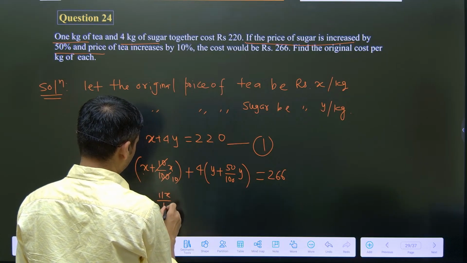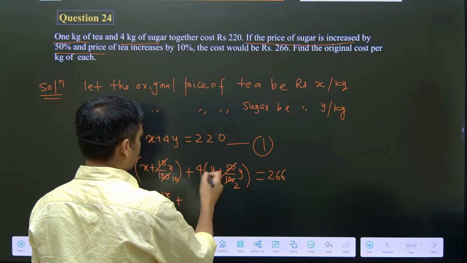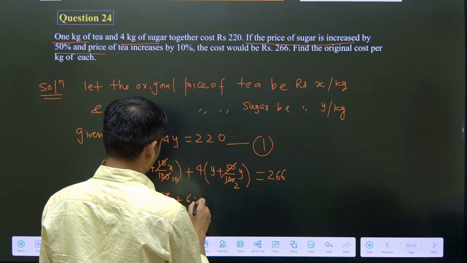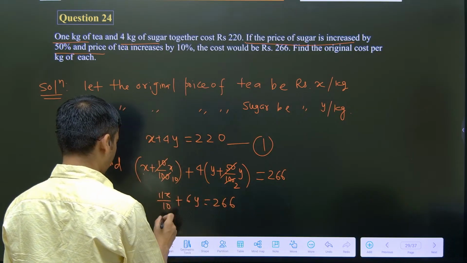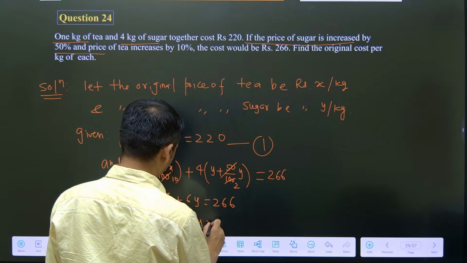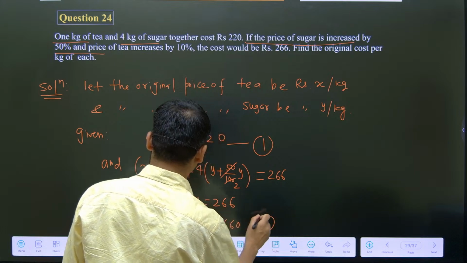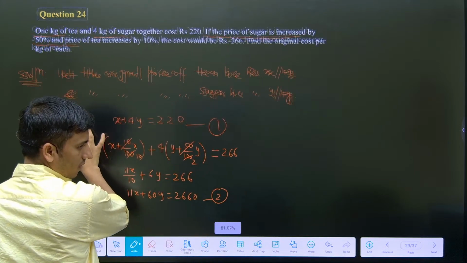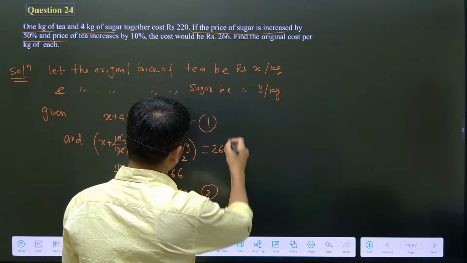11x upon 10 plus, when we simplify 4y plus 2, it's 6y, right? Yeah, now we can solve this. You can use the elimination method.